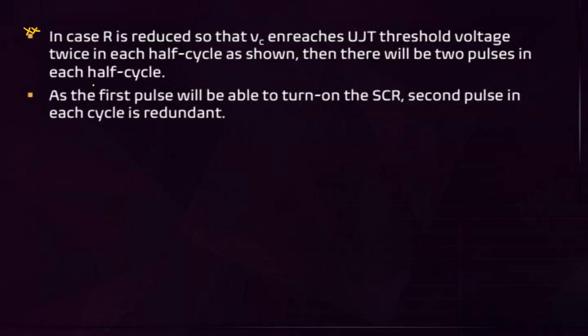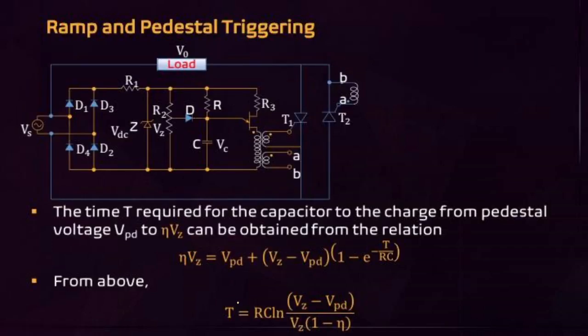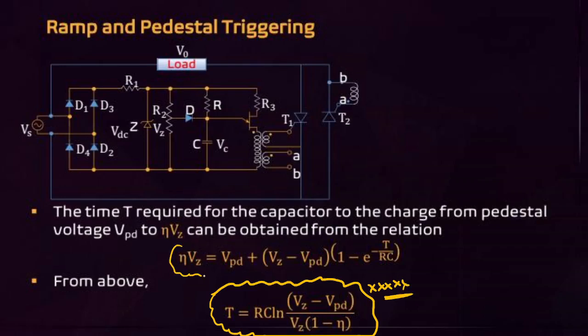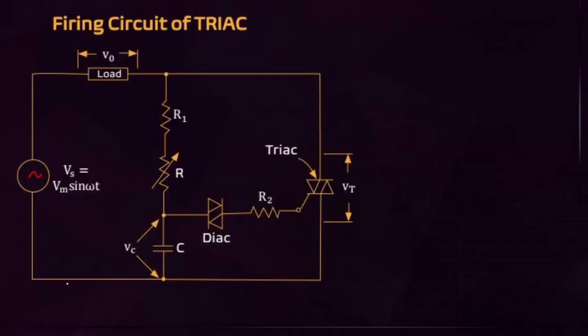Then in case R is reduced so that VC reaches the UJT threshold voltage. All these points are not that important, but mainly this formula you have to concentrate on. This is the ramp pedestal trigger. PPD is the pedestal voltage. But till now, in any competitive exam, there are no questions based on these formulas. Just please go through the formula. This is simplified. This is about the ramp pedestal circuit.